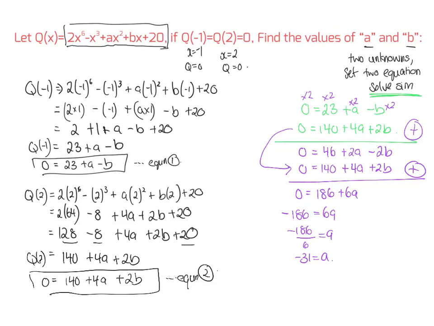I can use any of the equations, which I might go back and use equation 1. So I'll write 0 equals 23 plus a minus b. But I know a is actually negative 31, minus b. So you end up with b equals negative 8. Okay, so there we've solved those two equations, or we've solved for a and b.